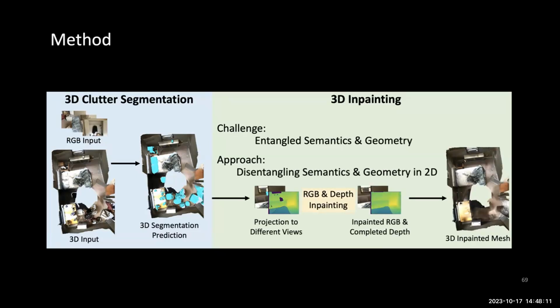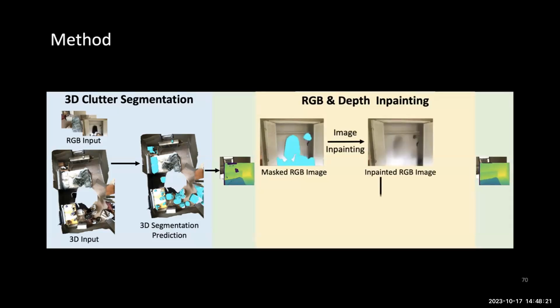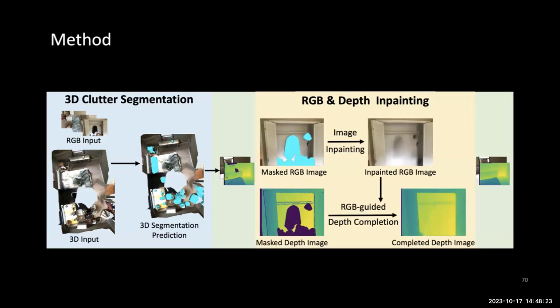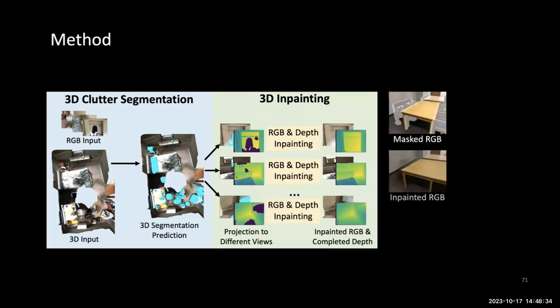And in more detail, we first leverage the existing pre-trained image inpainters to get this inpainted RGB image, and then we can use the RGB to guide the completion of the depth model. And after this step, you can do this for each of the different views. At this point, we are still not yet ready to reconstruct an entire scene, because the 2D inpainters' results may be very view inconsistent.